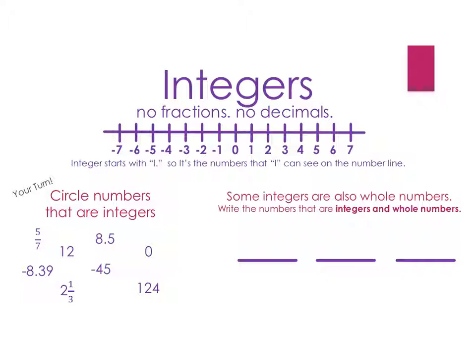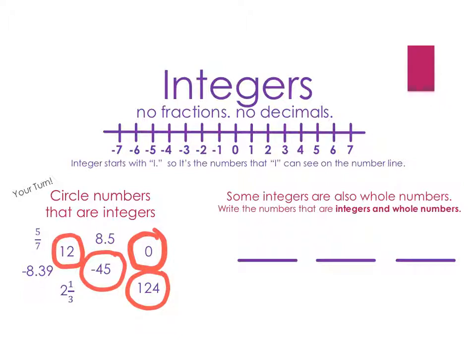I'm going to go ahead and circle the numbers that are integers up here. I see the number 0. 0 is not a fraction, not a decimal. We have the number 12, and we have the number 124, and the number -45. I hope that you all circled all 4 of these numbers.